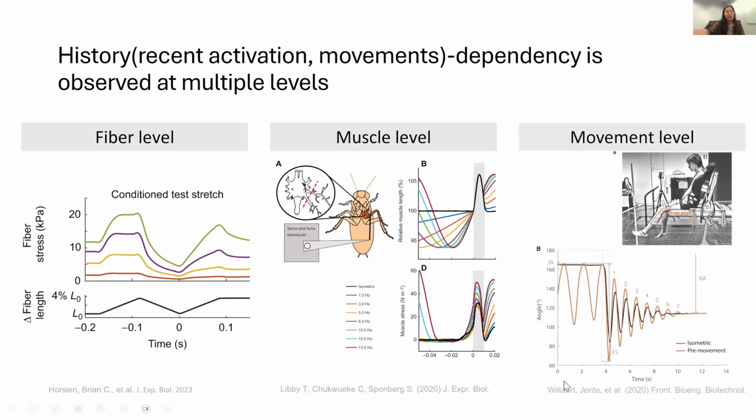We also see history dependence at the movement level. Here is a graph from a cerebral palsy participant. It is a clinical test called the knee pendulum test. When you drop the knee from above and make the leg swing like a pendulum, this is how it swings, the black line, when the leg was held still before the drop. And the orange line shows how the leg swings if the leg was moved before the drop. So even though they drop from the same height, they will oscillate differently because of the different past.